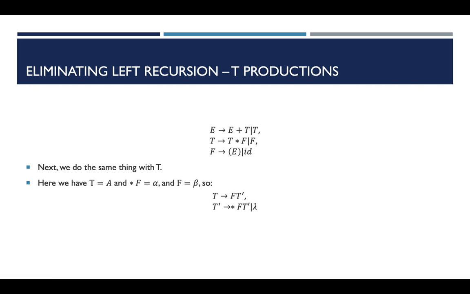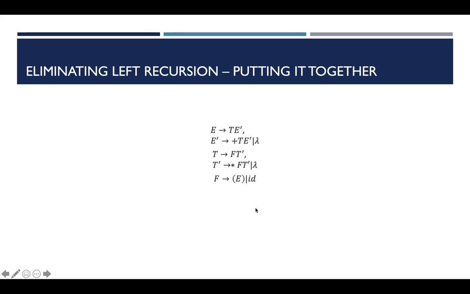Plugging that in, we're going to get T on the left-hand side. On the right-hand side, we're going to get F, which is our beta, appended to our T prime, which is our new right recursive variable. Then we're going to get the alpha, times F, suffixed with that new right recursive variable, and then again just a lambda as well.